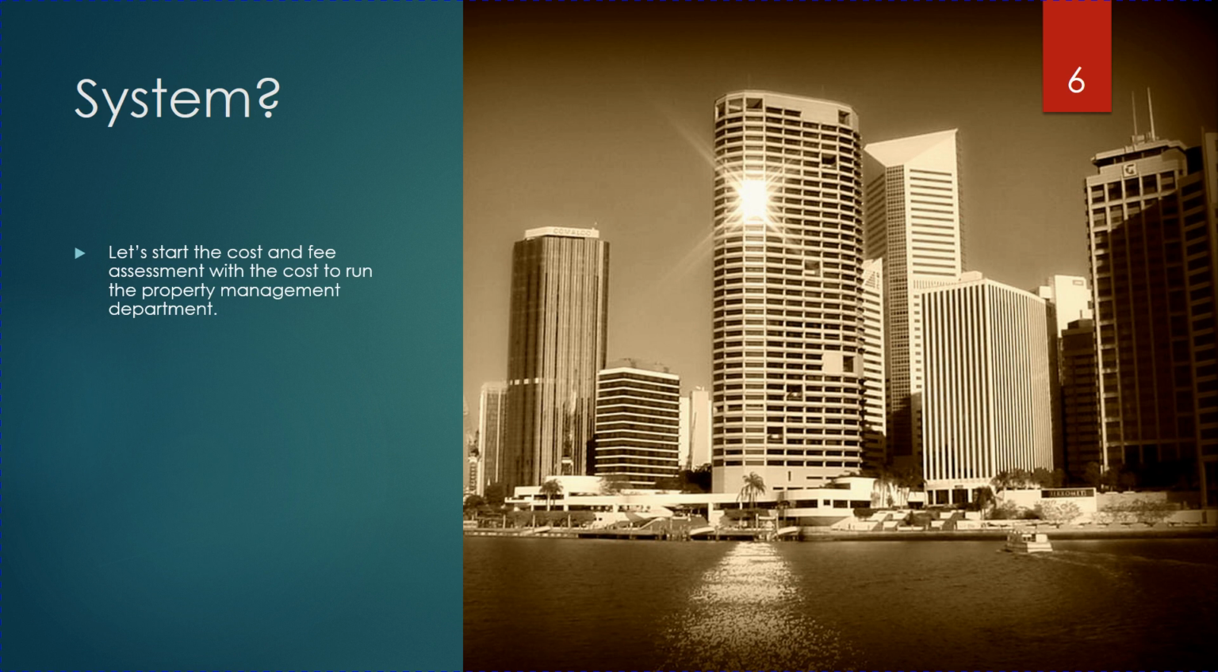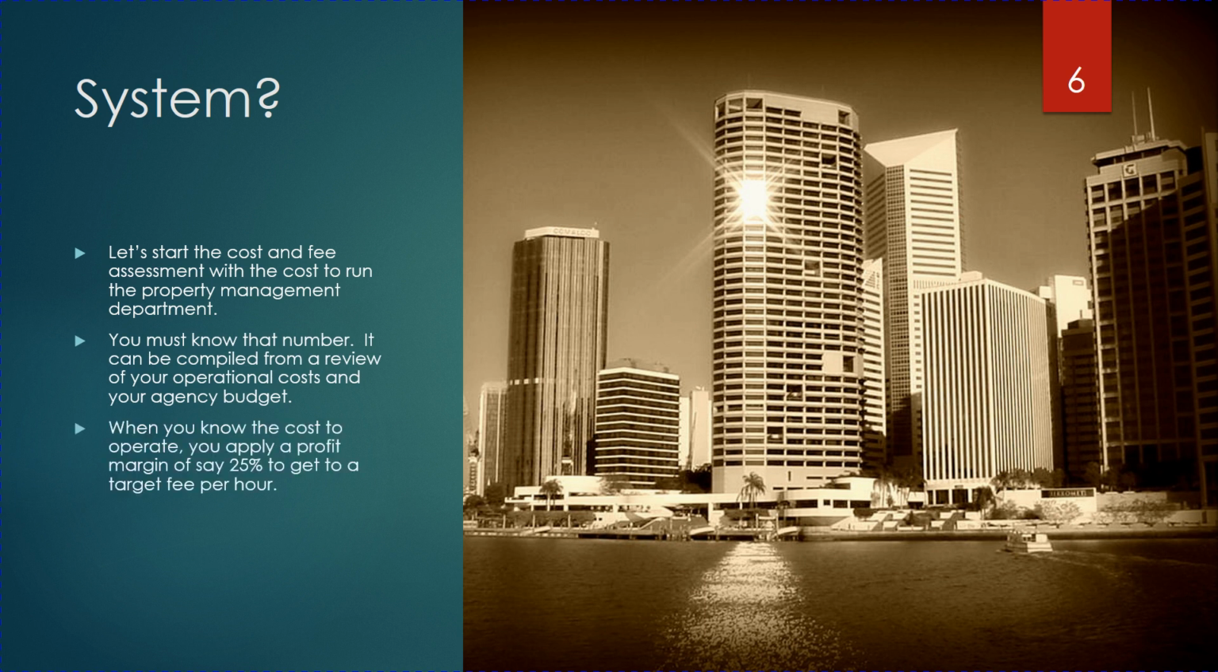Let's start the cost and fee assessment with the cost to run the property management department. It's a good way of looking at things. It sometimes is not approached because people don't understand the logic and the requirement to do that. So when you know the number, it can be compiled from a review of your operational costs and your agency budget. Go a bit further. When you know the cost to operate, you apply a profit margin of say 25% to that operational cost to get a target fee per hour. In other words, you're allowing for your profit on your operational costs.